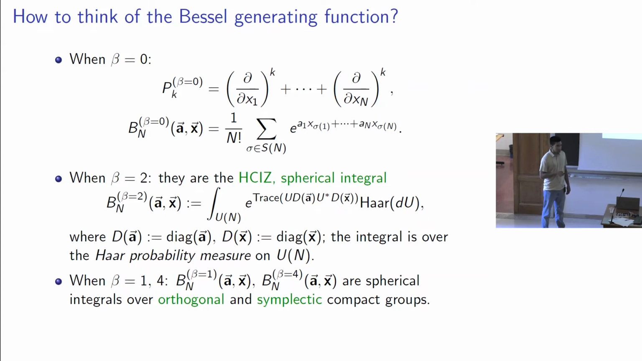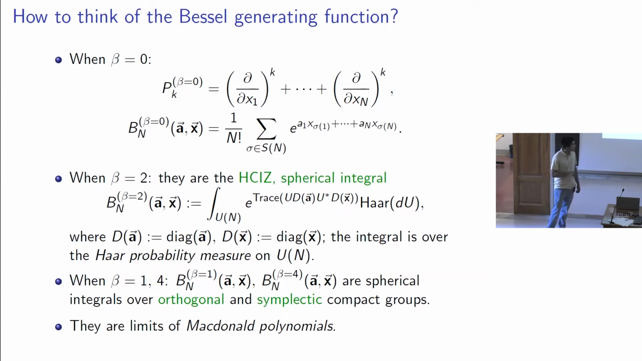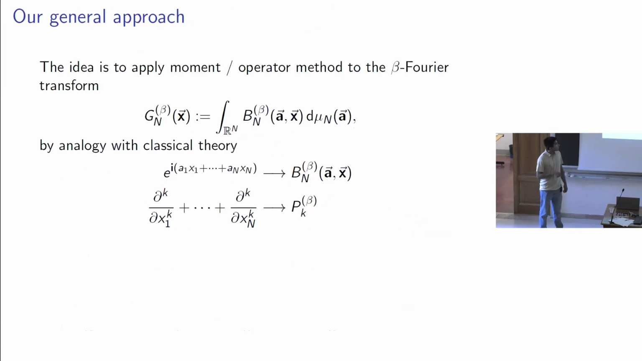And when beta is equal to 1 and 4, as we have seen in the previous example, it also turns out that there are nice interpretations of the multivariate Bessel functions as spherical integrals over the orthogonal and symplectic groups. So that's another thing. And if you're a symmetric functions lover, as myself, you'll be happy to find out that multivariate Bessel functions are also limits of Macdonald polynomials. So they are some kind of continuous limit of these two-parameter symmetric functions.